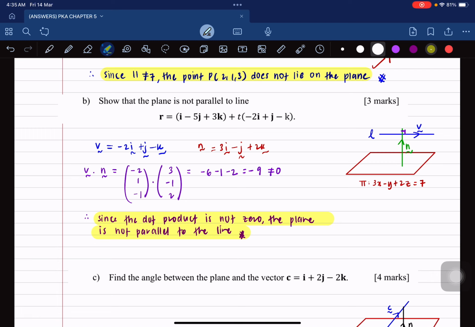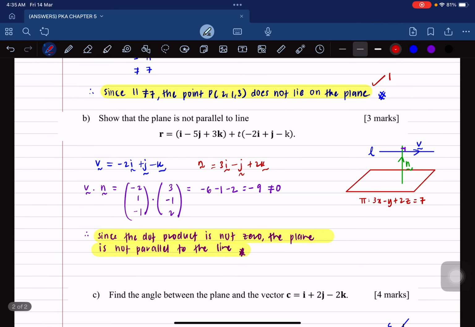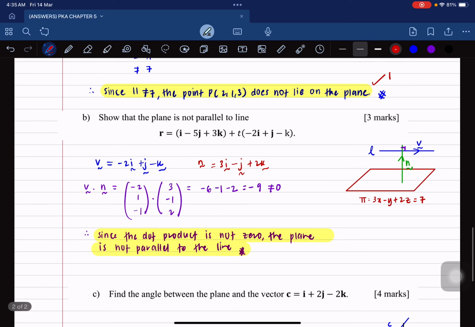We have 3 marks for this question. The first one is to use the dot product and you have the correct v and n. The second mark would be here, you do the dot product, the operation is correct and you get the final answer correct. And the last one, make sure you write the conclusion. So that's how you get 3 marks for this question.